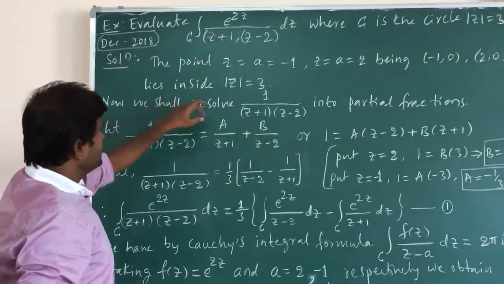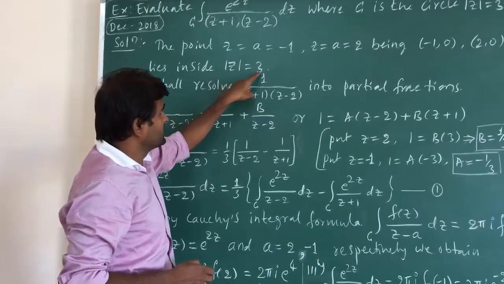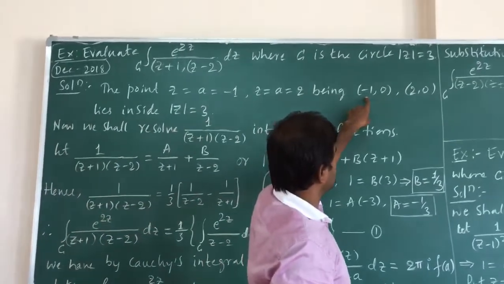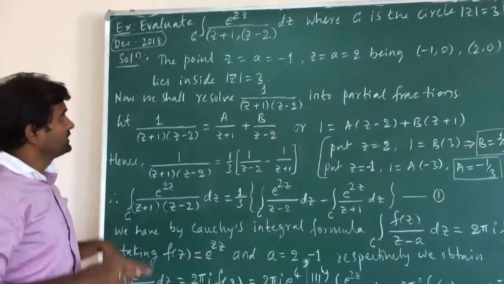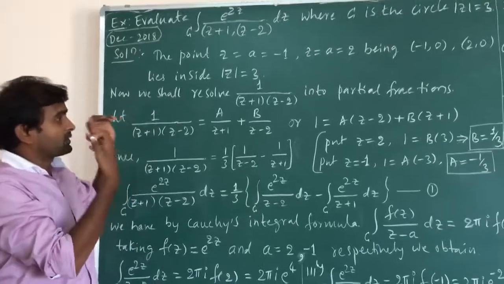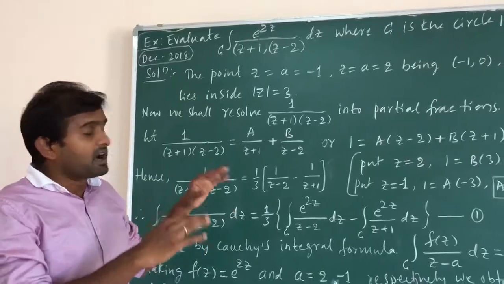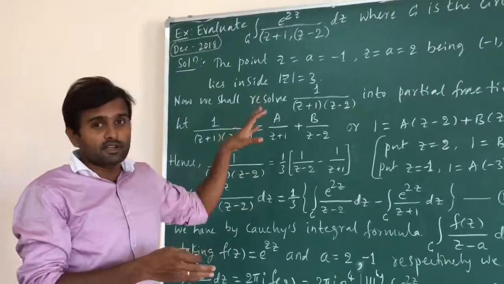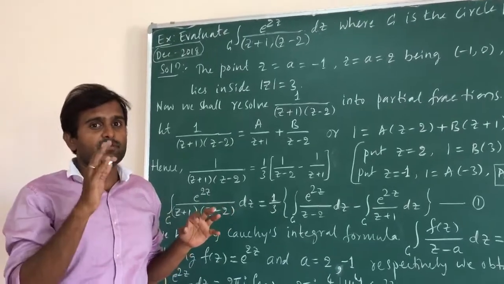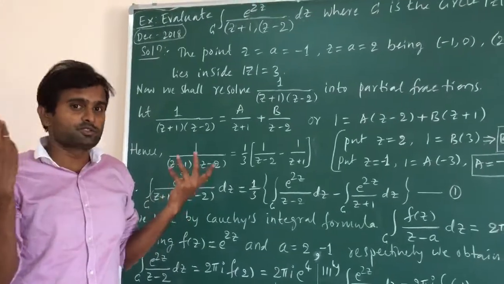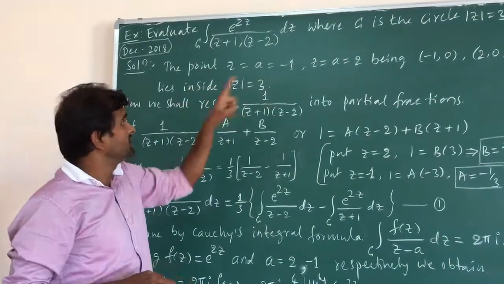Now see whether they lie within the circle. The given circle is modulus of z equal to 3. So minus 1 is within this circle, and 2 is also within this circle. If the points are within the circle, we use Cauchy's integral formula. If they were outside, we could directly say the integral of f of z dz equals 0. But here we have the points within C.